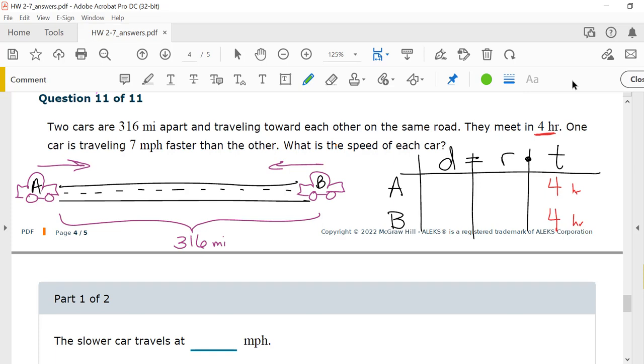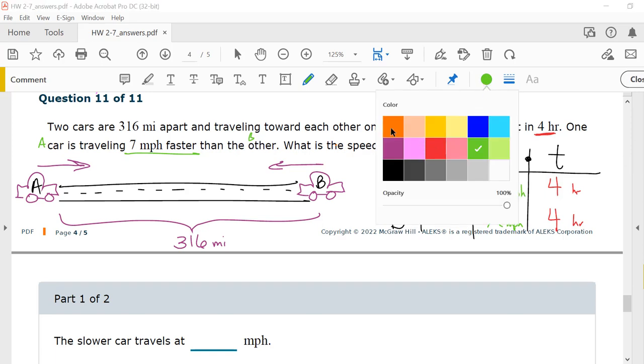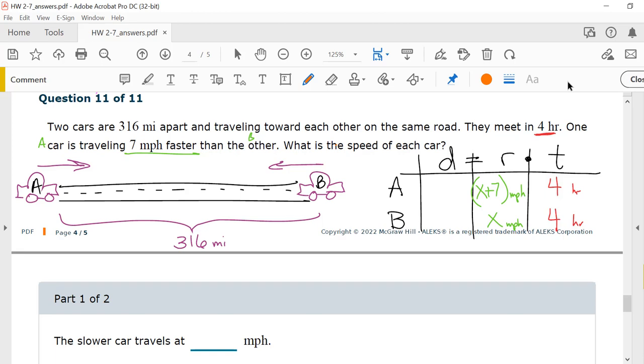Let's go after the rate. One car, let's call that car A, is 7 miles per hour faster than car B. So if car B goes X miles per hour, car A is going to go X plus 7 miles per hour. Okay, what is the distance that car A travels? Distance equals rate times time. So X plus 7 times 4. What's the distance that B travels? X times 4.